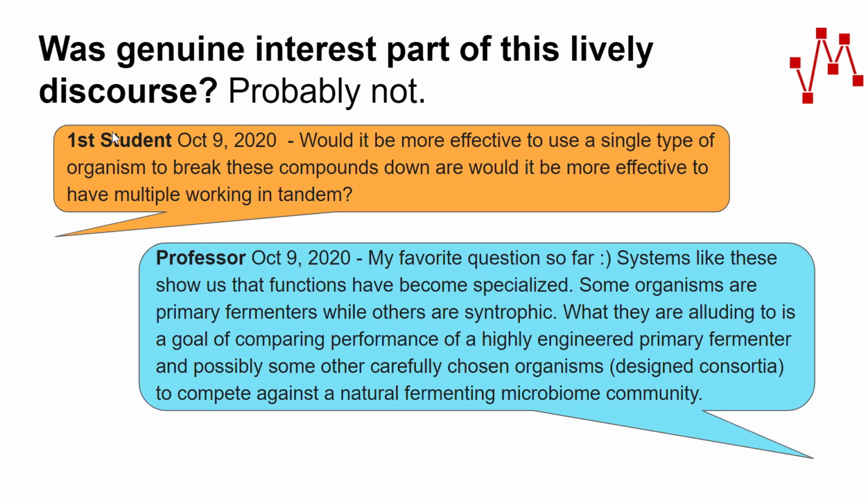Systems like these show us that functions have been specialized. Some organisms are primary fermenters, while others are syntrophic. What they are alluding to is a goal of comparing performance of a highly engineered primary fermenter and possibly some other carefully chosen organisms, designed consortia, to compete against a natural fermenting microbiome community.